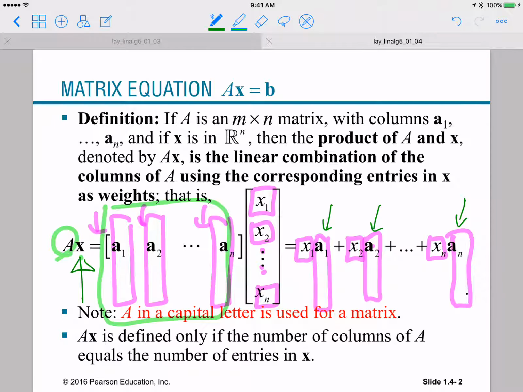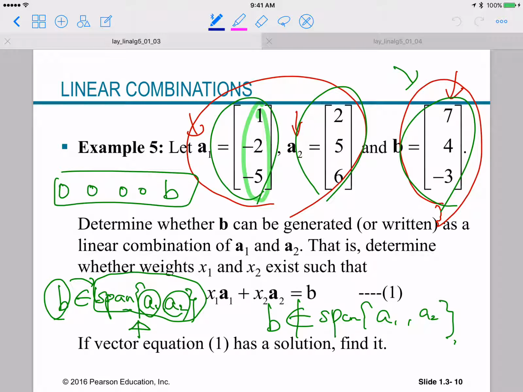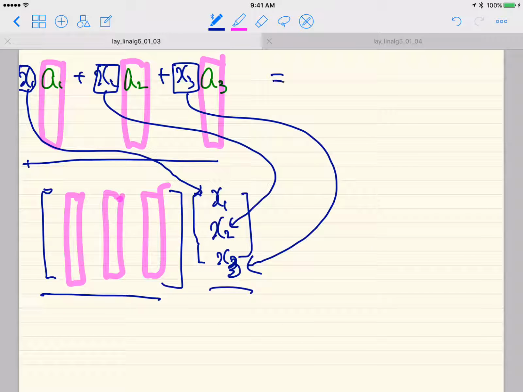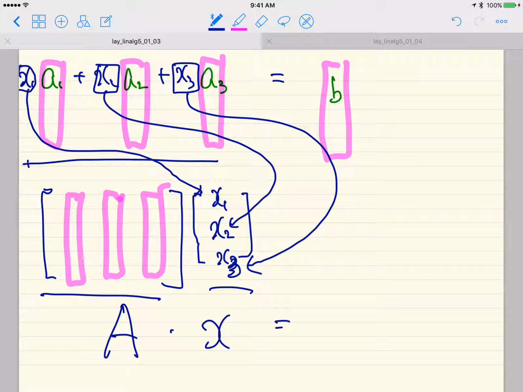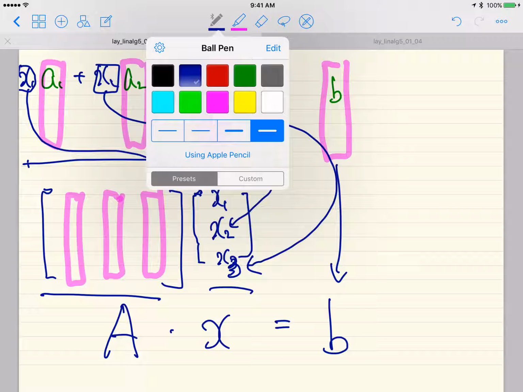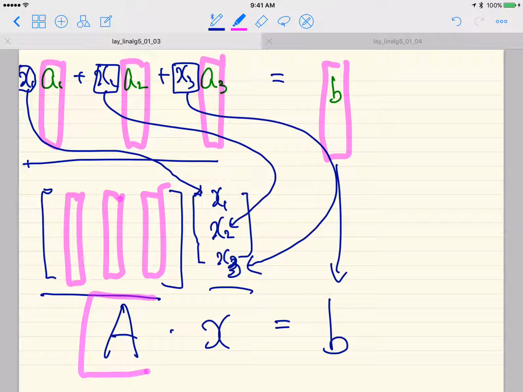And then from here, we have to satisfy this linear combination to be the same as this vector B. So this one should be our vector B, right? And then all together, we write this part A times X. So this is a vector, and this guy is B, right? So this is a big matrix, and then we have a vector X, and then we have vector B.